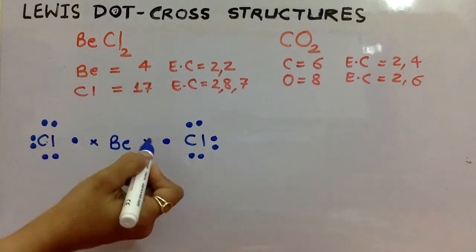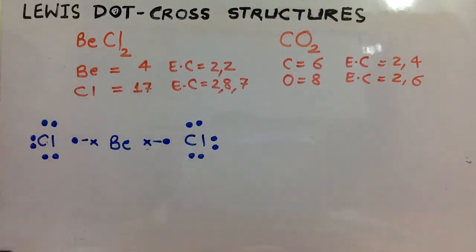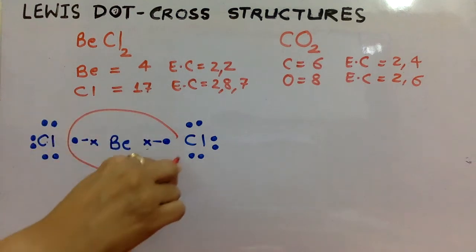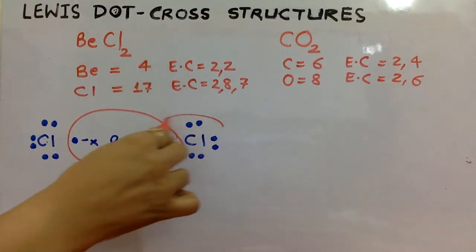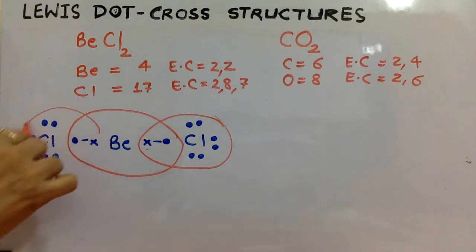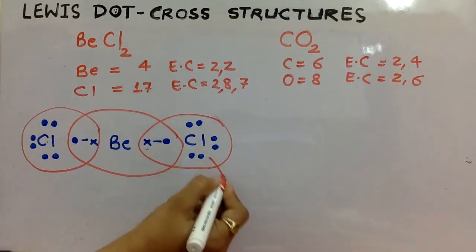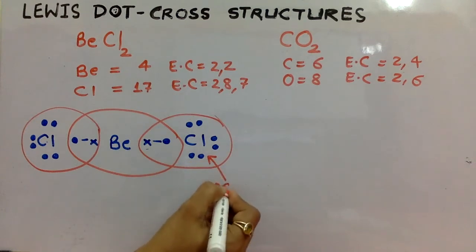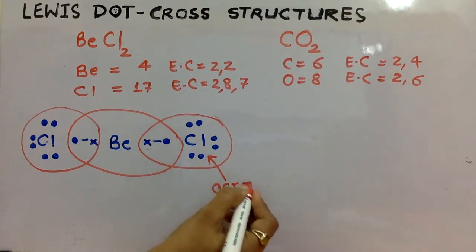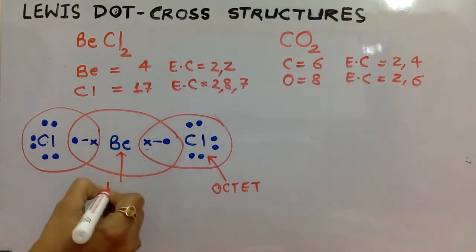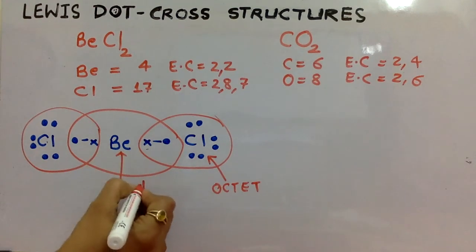There's one bond formed, another bond formed. So this is the bonded region of beryllium. This is for chlorine and another chlorine. If you see carefully, chlorine has acquired the octet. If you see beryllium carefully, it has less than octet.